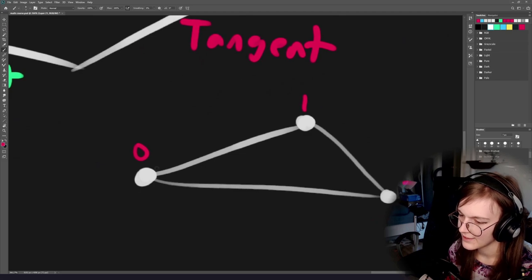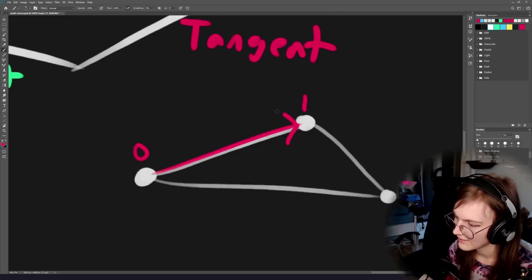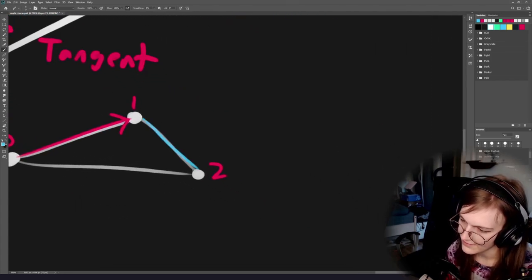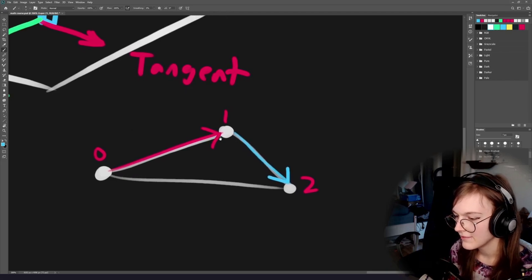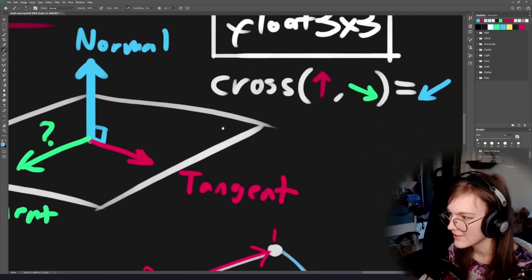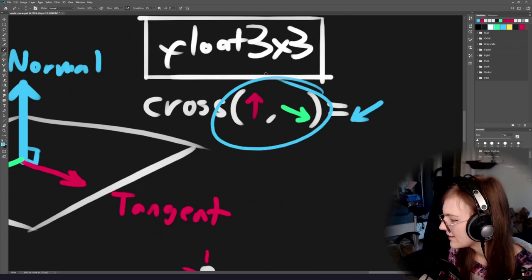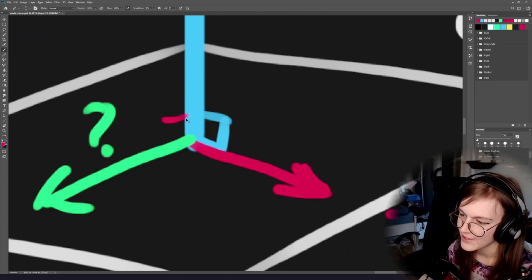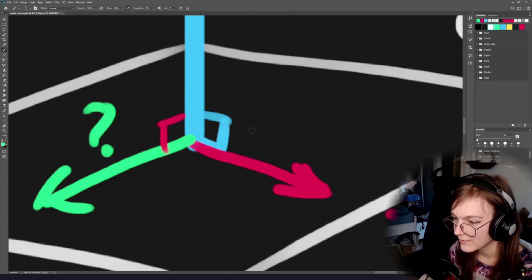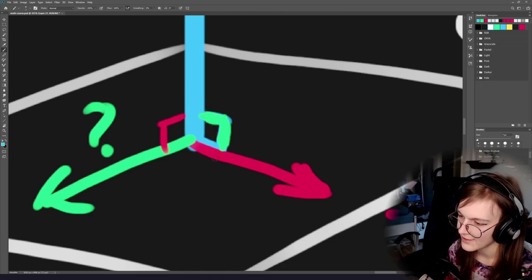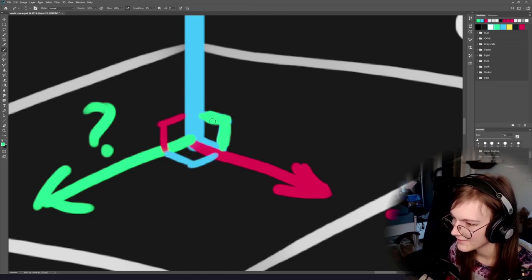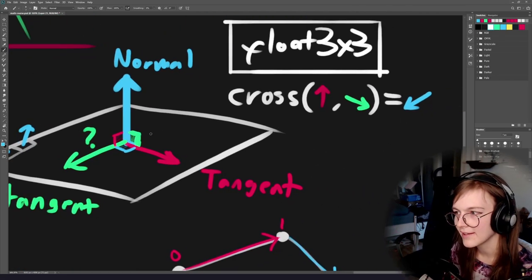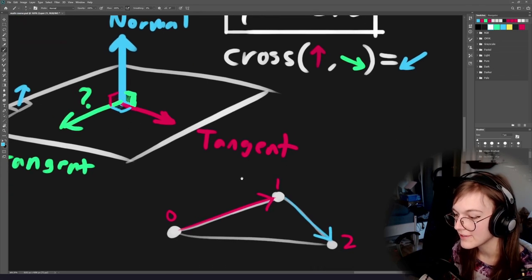So if you do the cross product between this vector and this vector, again, remember what the cross product does. No matter what vectors we give it, it's going to return a vector that is perpendicular to both. And that's exactly what we want, right? Okay, so the output vector is going to be orthogonal to both of the input vectors.